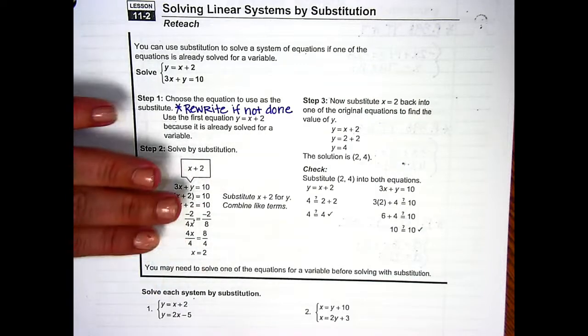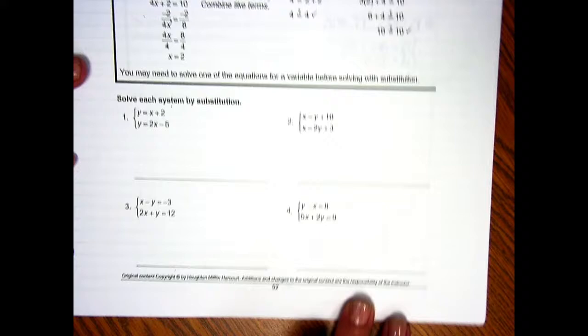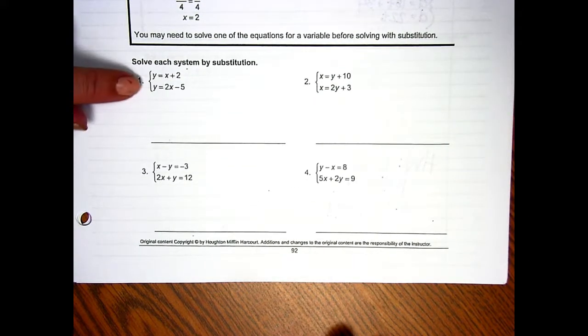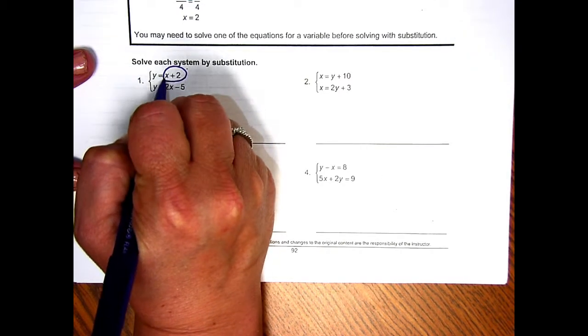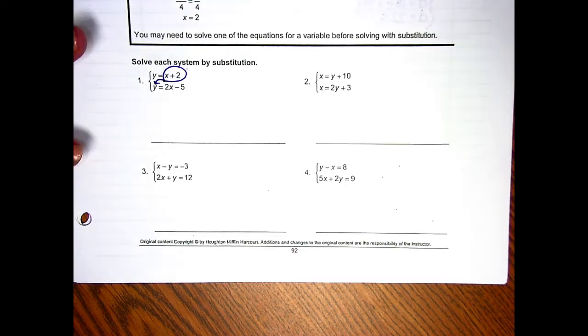And I'm going to go ahead and skip this example, and I'm going to go down to the 4 at the bottom. And the same thing's going to apply on number 1. Number 1, they're actually both solved for a variable, which is y. So what you're going to do is take y equals in the first equation and plug it in for y in the second equation.